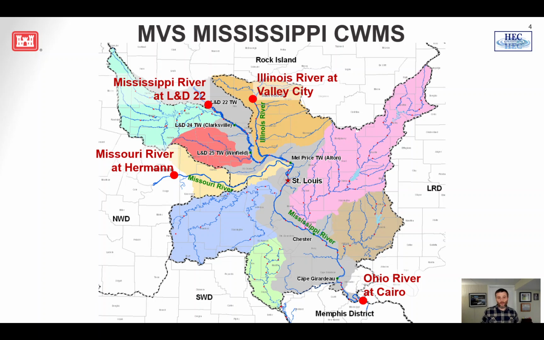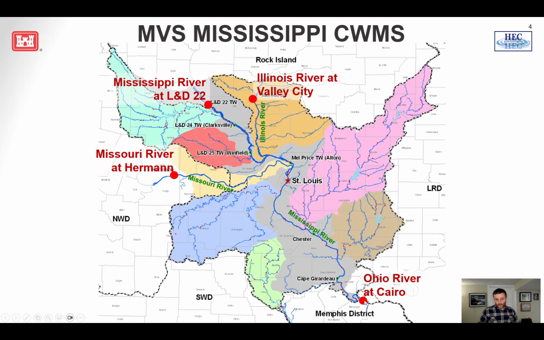The same thing applies on the Illinois River at Valley City. They have the Upper Illinois, so we get that from Rock Island District, and the NCRFC also provides a flow forecast at Valley City. So we see both of those for boundary conditions through our Mississippi model. Then for the Missouri River at Hermann, we get flow forecasts from NWD in Omaha, and we also get flow forecasts at Hermann from the MBRFC, the Missouri Basin River Forecast Center.